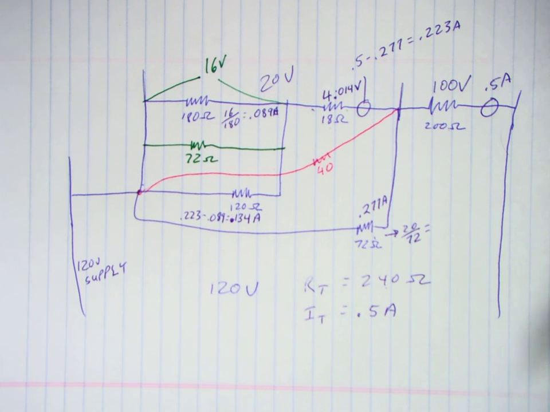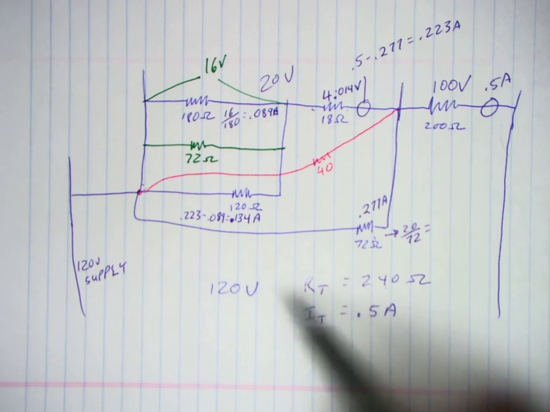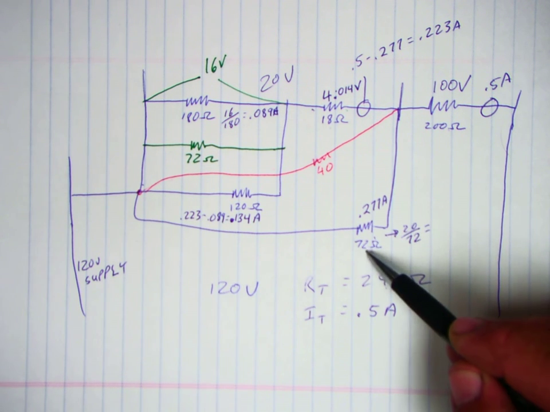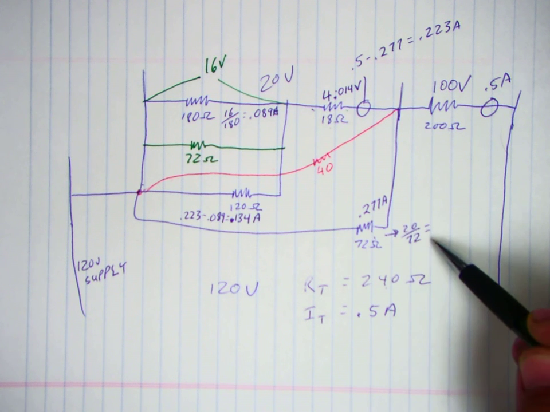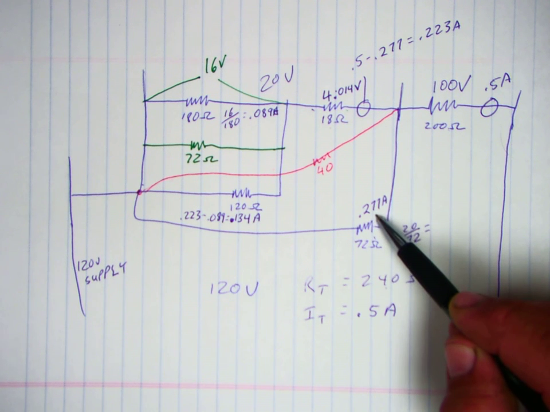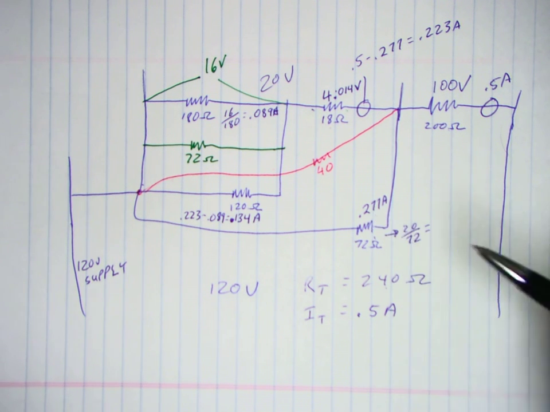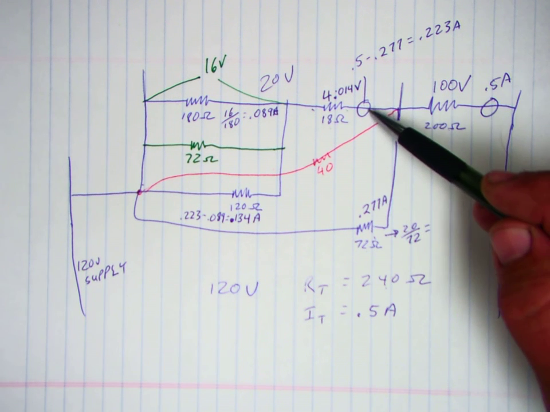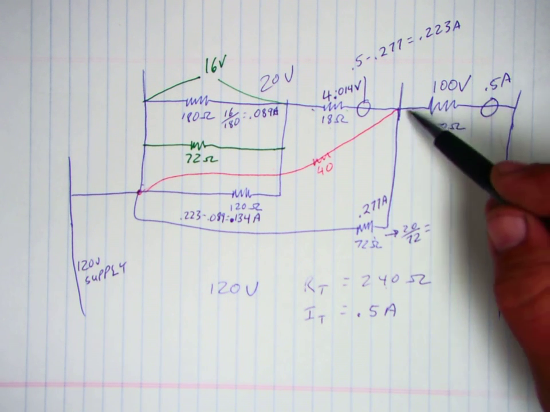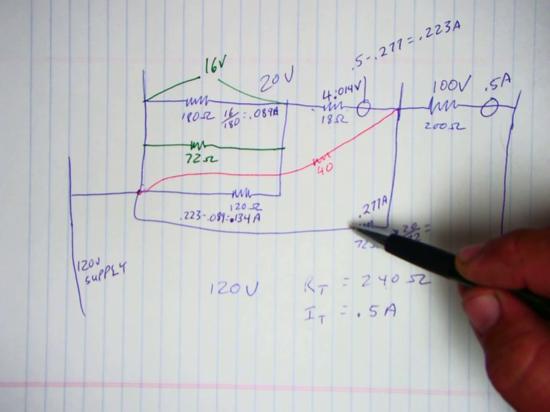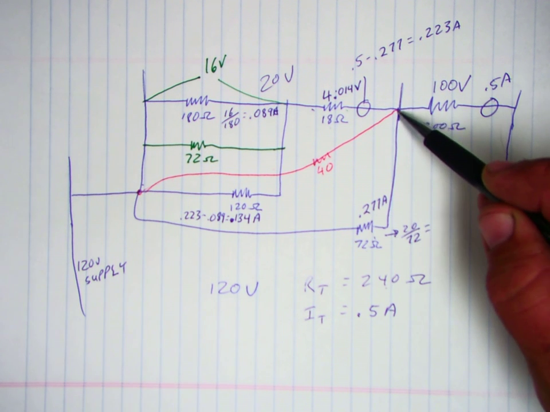Now, the current in these branches, well, if we've got 20 volts applied to a 72 ohm resistor, 20 divided by 72 equals 0.277 amps. So that's coming this way. Now we can find our current here. We knew we've got 0.5 amps leaving. We got 0.277 coming in here.